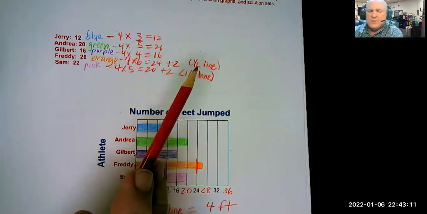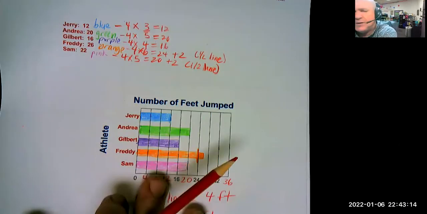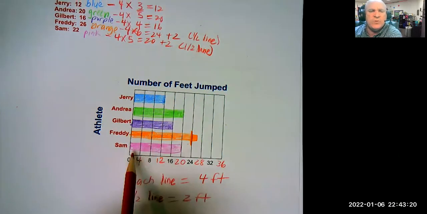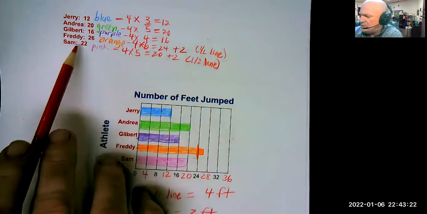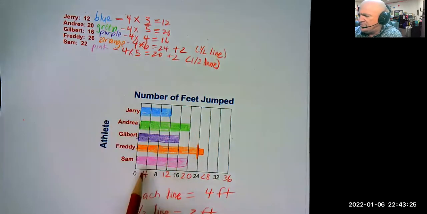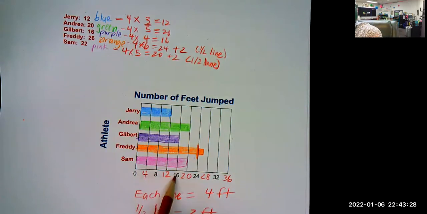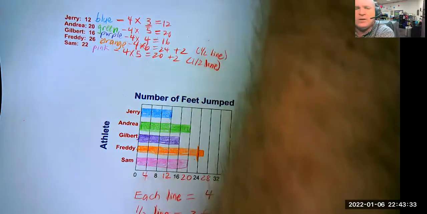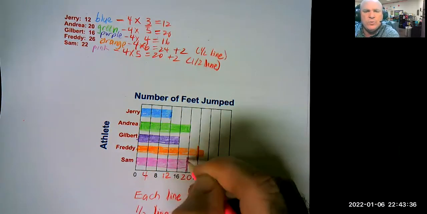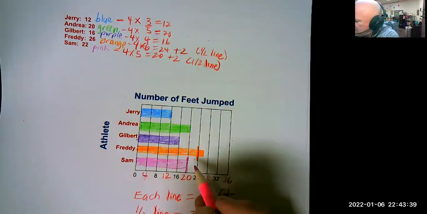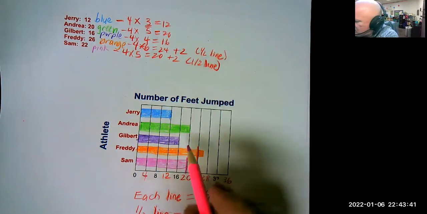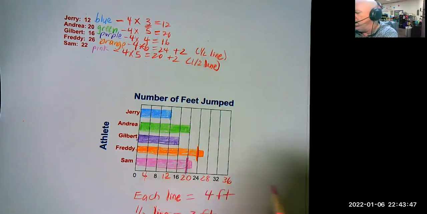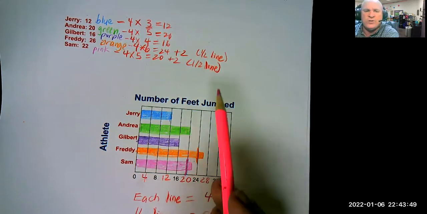So I left this last one unfinished for you so we can finish the pink. Since Sam is 22, 4 times 5 is 20. 1, 2, 3, 4, 5. So what we'll do is I'm going to get the pink and draw that little wall. And because I need 2 more, that would be half of a line. So we would extend.